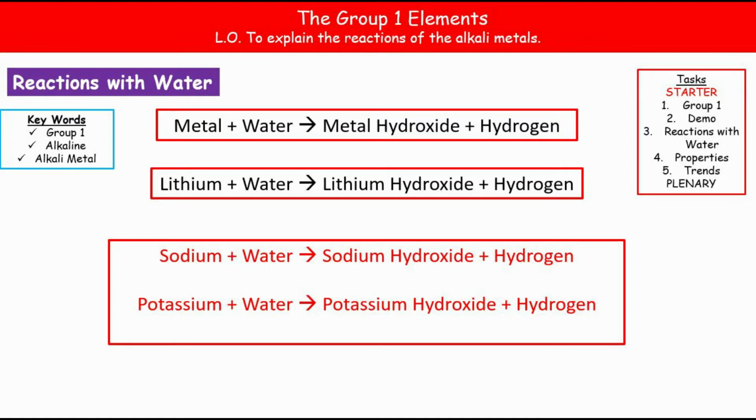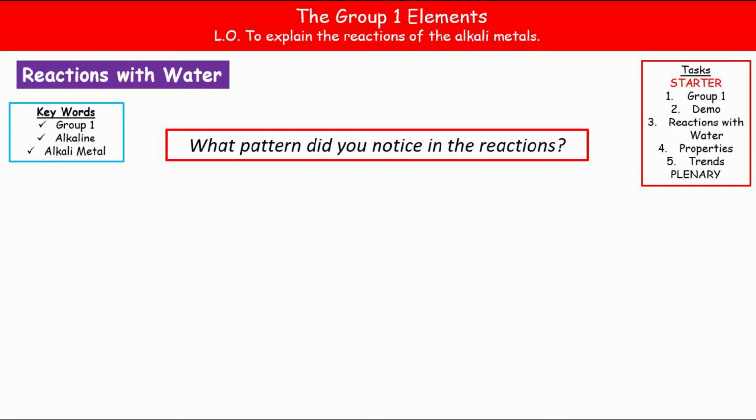Let's make sure we got those right then. Hopefully we've got sodium plus water makes sodium hydroxide plus hydrogen. Tick it if you get that one right. And potassium plus water makes potassium hydroxide and hydrogen. Tick that one if you got it right. What I want you to do now is take 30 seconds to jot down the pattern that you noticed in the reactions of lithium, sodium and potassium reacting with water.